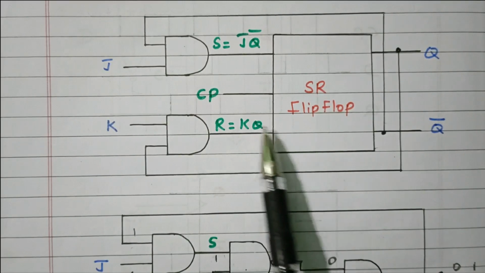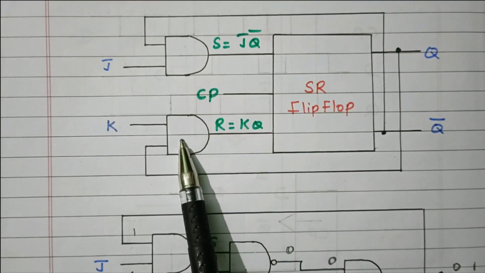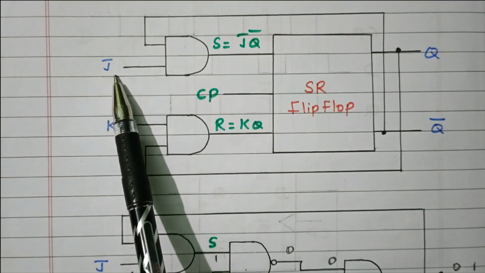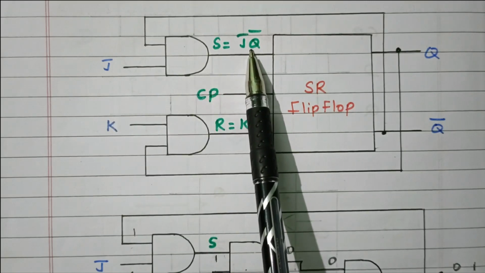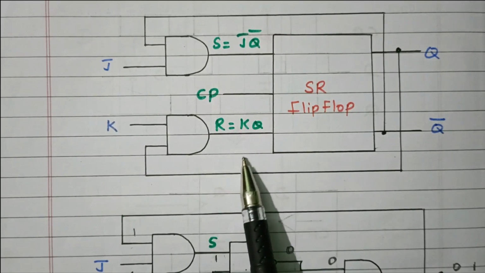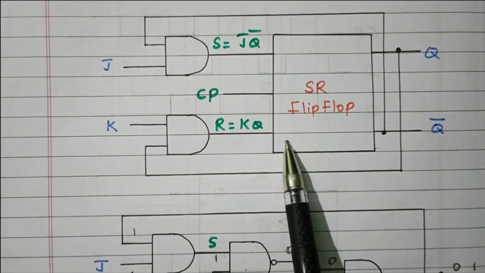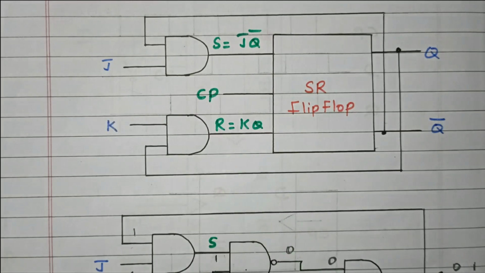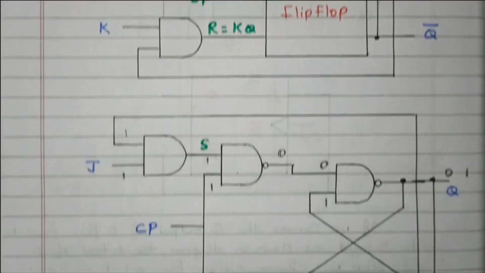SR flip-flop is connected with two more AND gates. The S input is J multiplied by Q bar. R input is K into Q. So that the SR flip-flop is converted into JK. Now we'll see the logic diagram.